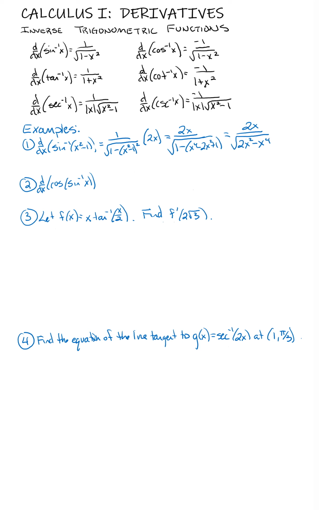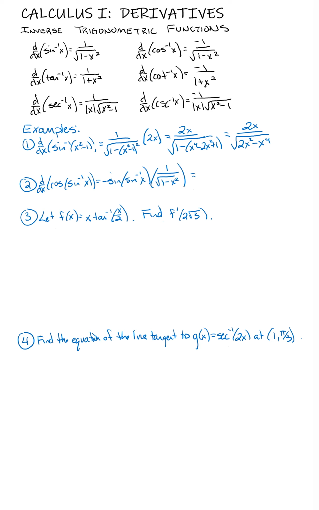Let's move on to example 2, where we have d dx of the cosine of the inverse sine of x. In this case, I have a composition, so that definitely means we're going to need to use the chain rule again. The outside function is the cosine function, and the derivative of that is negative sine. Keep the inside function as is initially, and now we're going to multiply by the derivative of the inside. That inside function, inverse sine, has derivative 1 over the square root of 1 minus x squared.